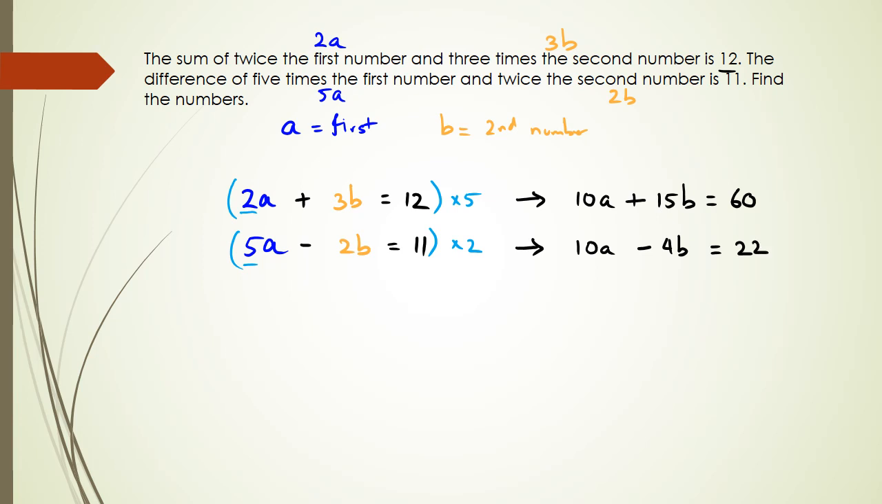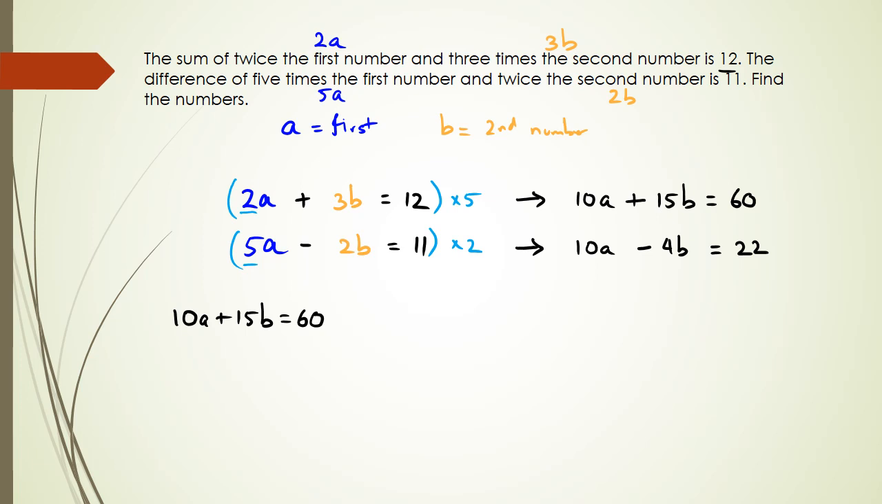Once I have this, I want to take the new first equation and subtract the new second equation from it. The way I do it is that I copy down my first equation, which is 10A plus 15B equals 60. And I want to subtract the second equation from it.